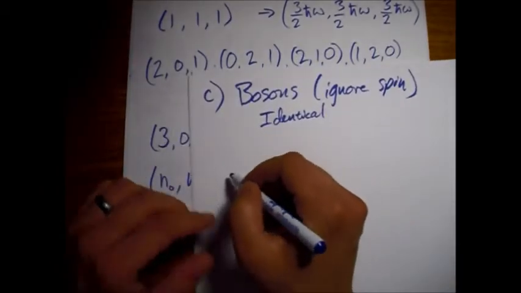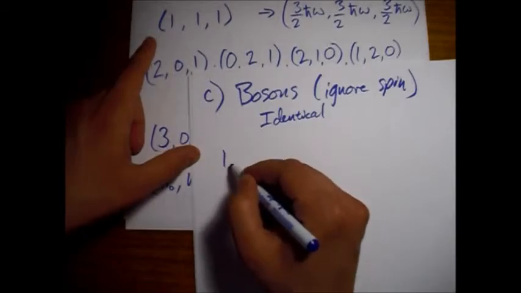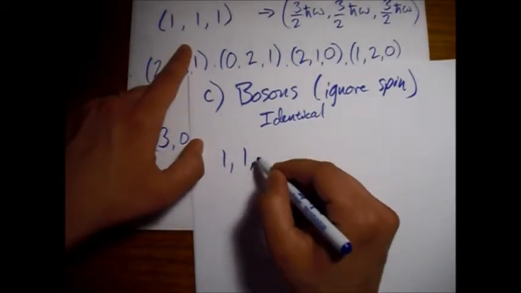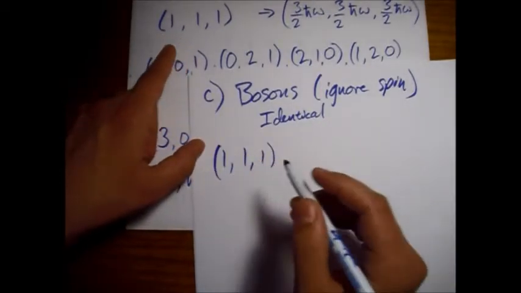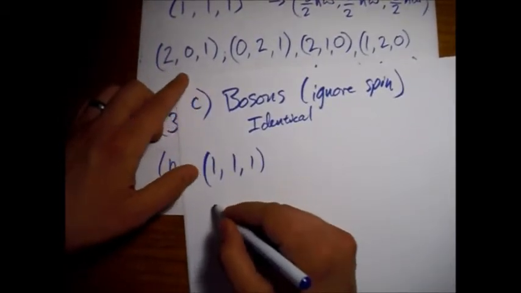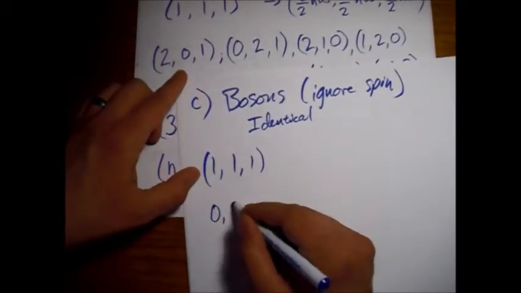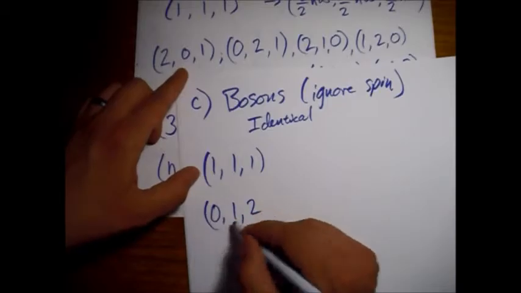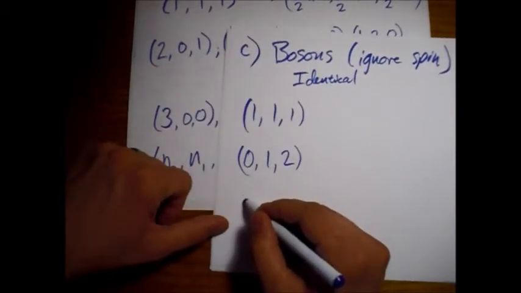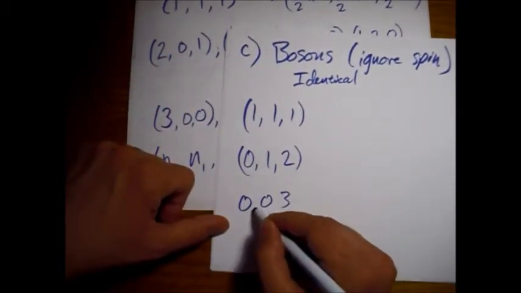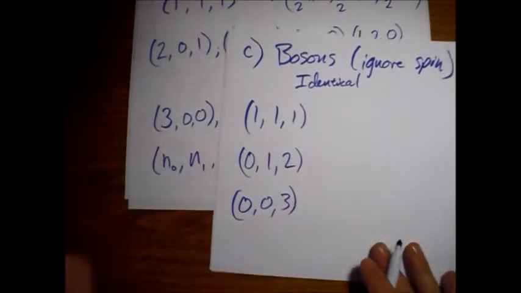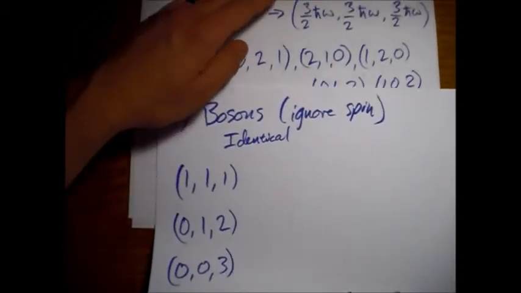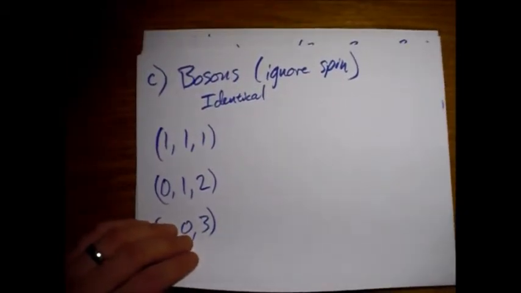So I'm going to write the possibilities here. We have a 1, 1, and a 1. Okay, and again, I'll just write these in ascending order just for 0, 1, 2, and then a 0, 0, 3. These are the only 3 possible 3 particle states.